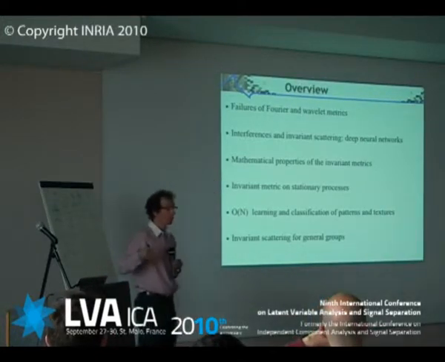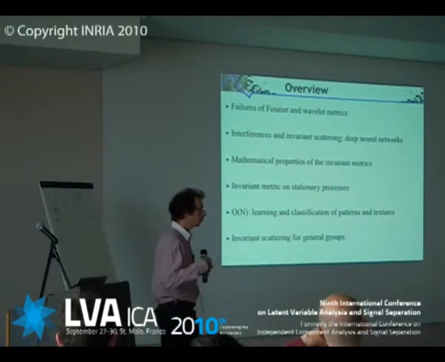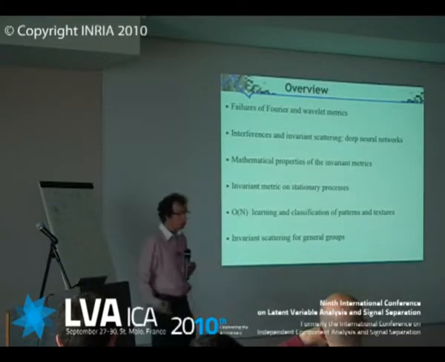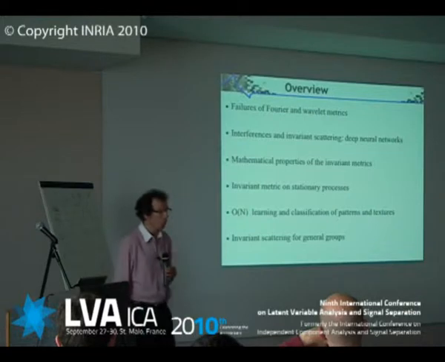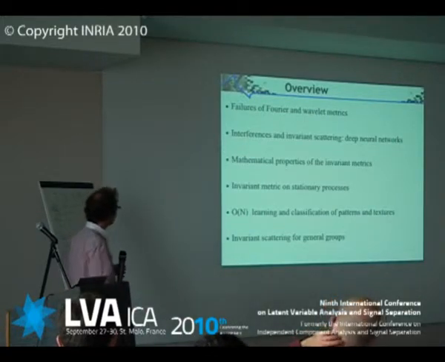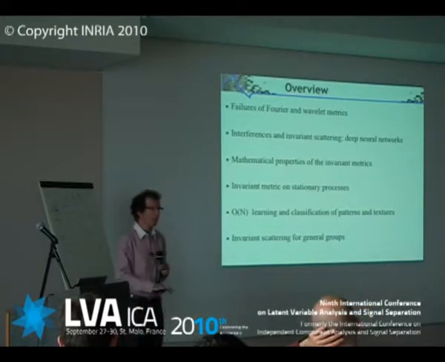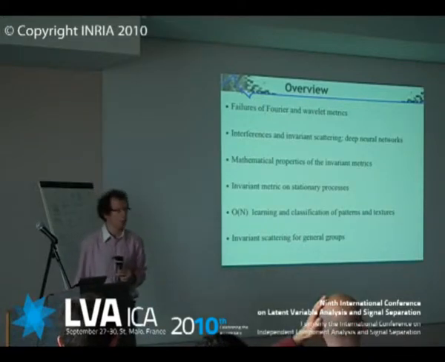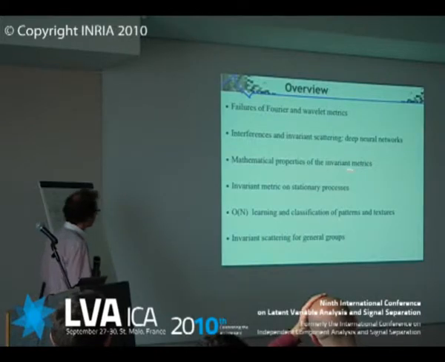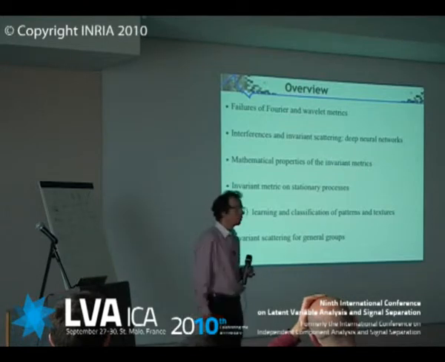First of all, I'll explain why Fourier and wavelets don't work. And through this understanding of why these don't work to define such a metric, we'll learn a little bit about the kind of properties we would like. I'm going to present a way to build such a distance through what I call here an invariant scattering. And you'll see it's very much related to neural networks, deep neural networks. We'll look at the mathematical properties of the resulting metric, and we'll look at applications, in particular on stationary processes.